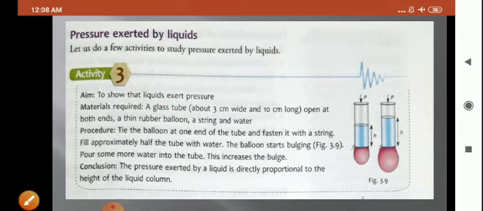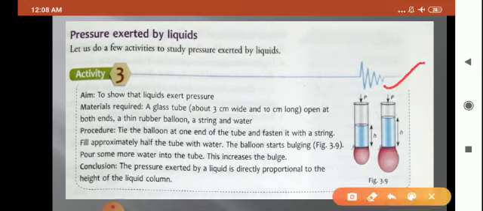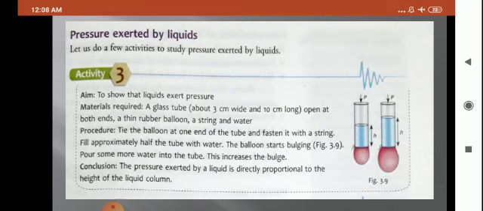That is the reason here in the second glass tube, the height of the liquid column is more, so it is exerting more pressure at the bottom, and hence the bulginess of the balloon is more. Whereas in this first one, the height of the liquid column is less as compared to the second one, therefore the pressure exerted by this is less, and hence the bulginess in the balloon is less. So I hope children I am clear to this thing.